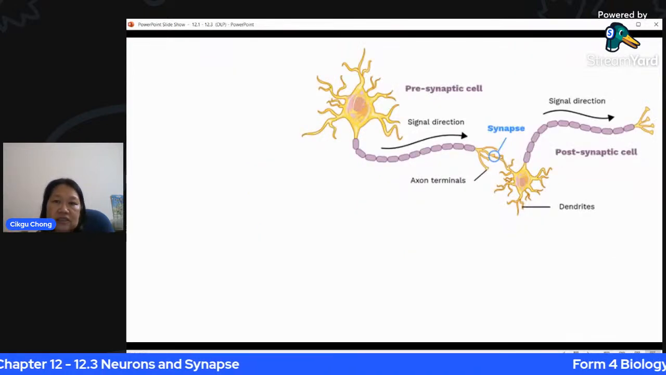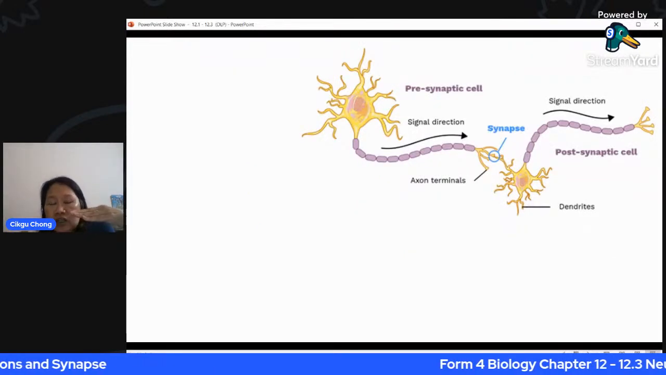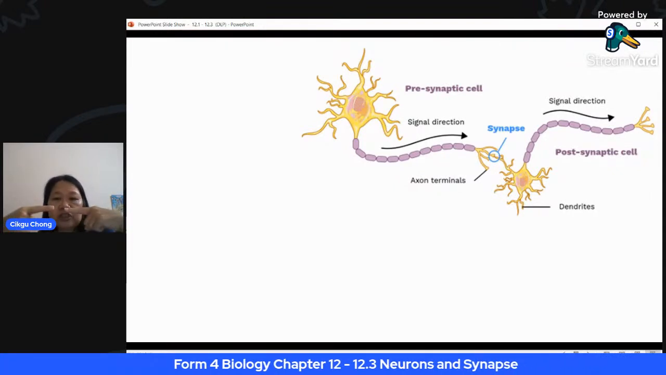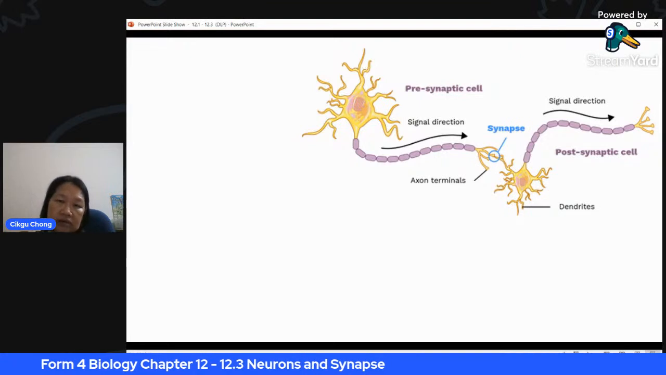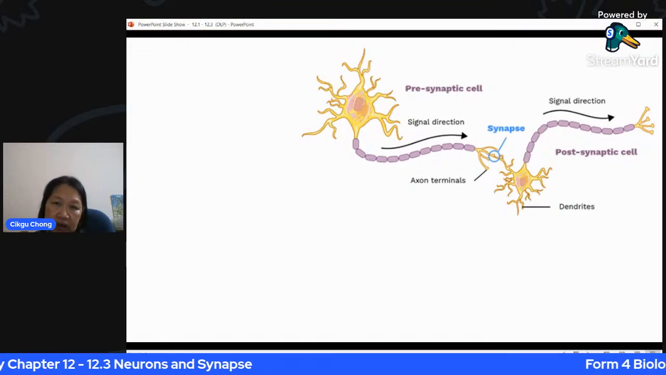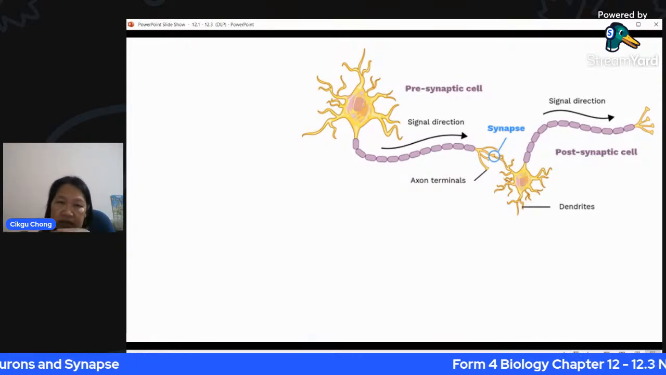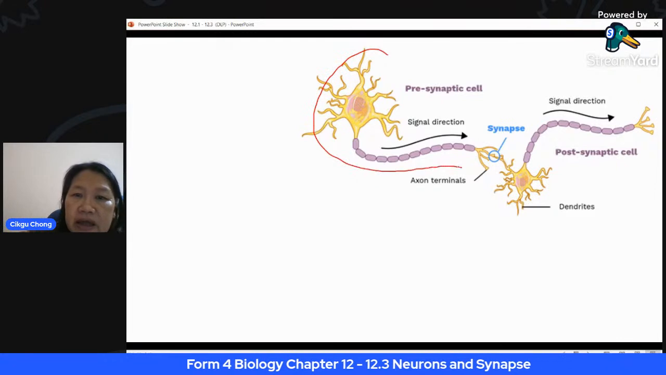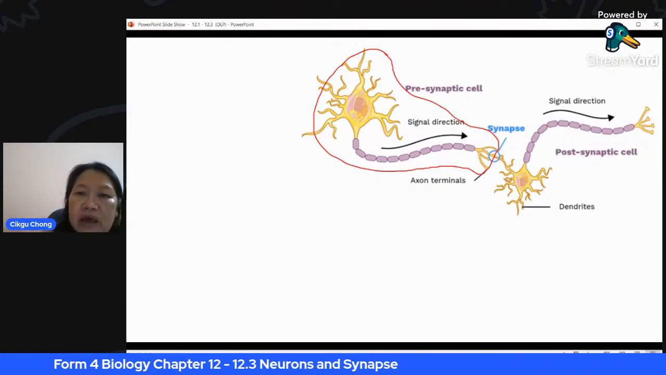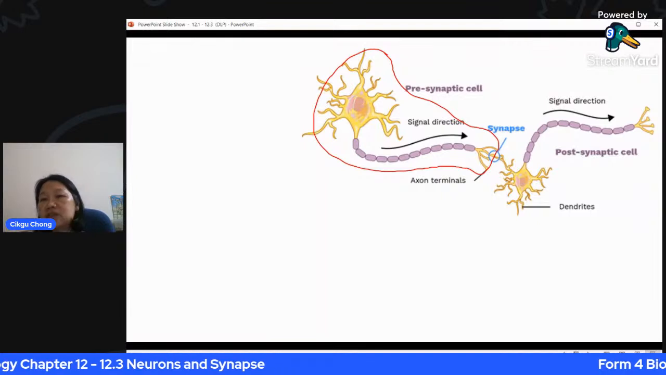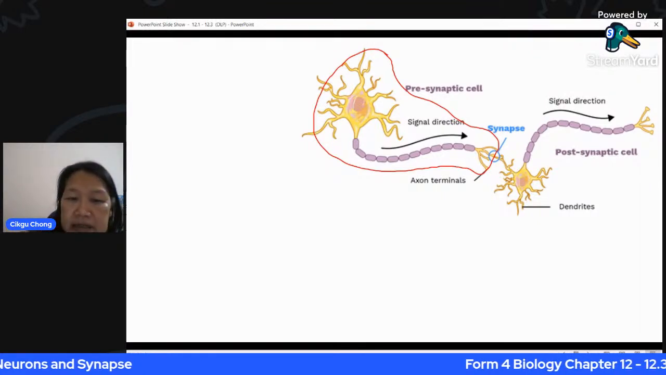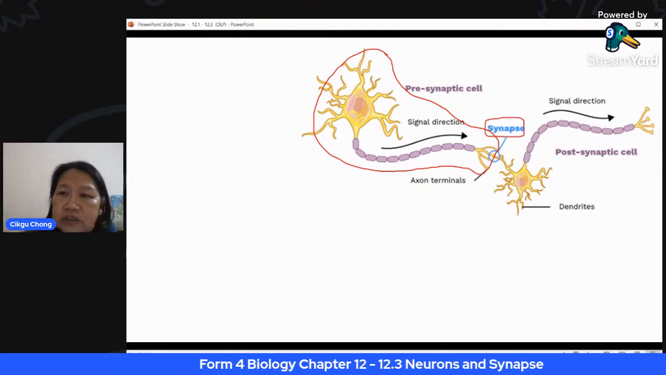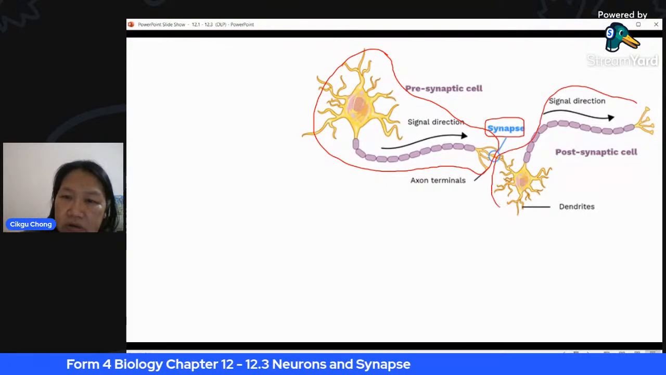Okay, next. Let's look at one neuron. You see, it's not continuous all the way. There will be a connection with the next neuron, and you see there's a small little gap there. The one in blue here, on the left-hand side, is one neuron, and it will pass the impulse to the next one. There is a small little gap in between. That gap is known as the synapse. So this is the next neuron.